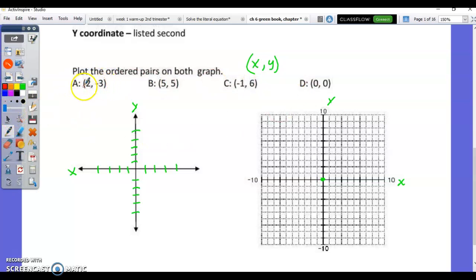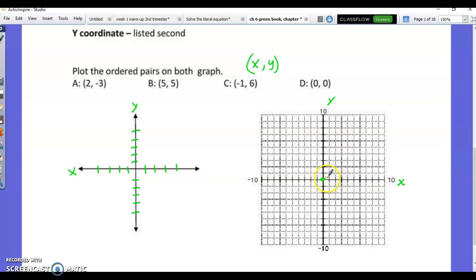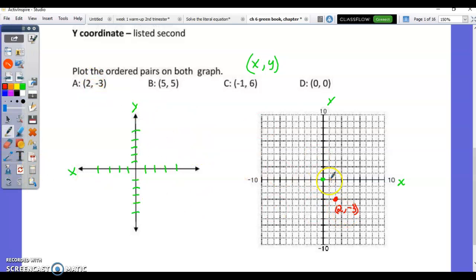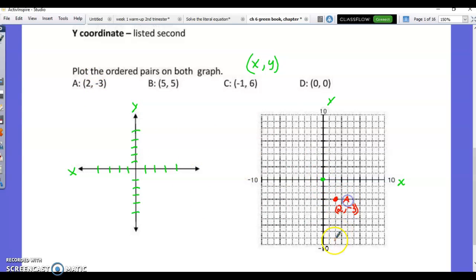So for 2, -3, I always start from our origin, because our origin is 0, 0. We are going to go 2 on the x, so positive 2 would be to the right 2. Now I'm here. And then it's -3 for the y, so I go down 3. 1, 2, 3, and I'm going to place a dot there. All right, so that would be an ordered pair of 2, -3. Or in this case, you can just label it A, right? So we can call this A.